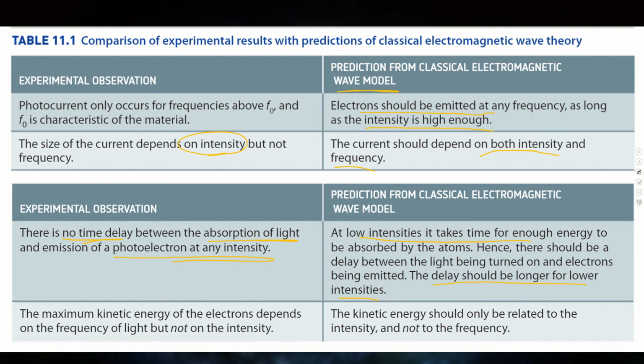The wave model also stated that the kinetic energy should be related to the intensity of the wave. If you recall, that's what we talked about with those surfing waves. But we found that the maximum kinetic energy the electrons have is related to the frequency of the photons shining on the piece of metal and not to the intensity of light you use.